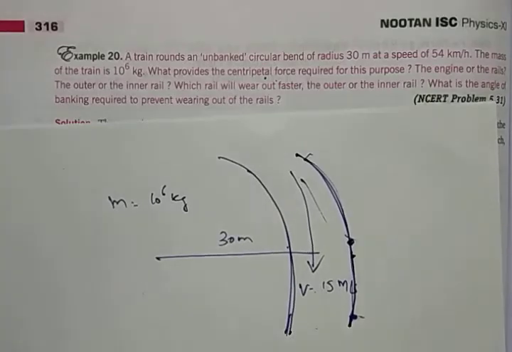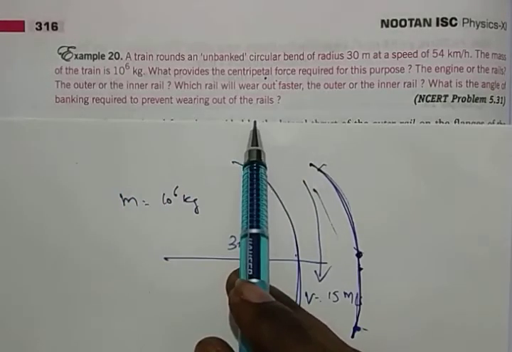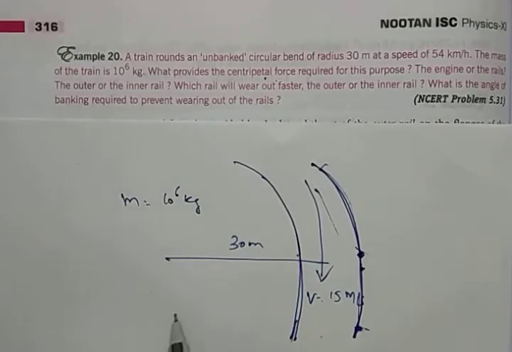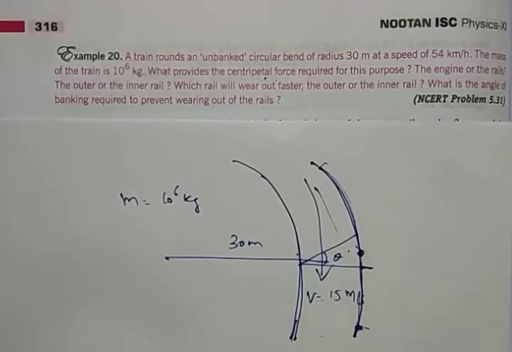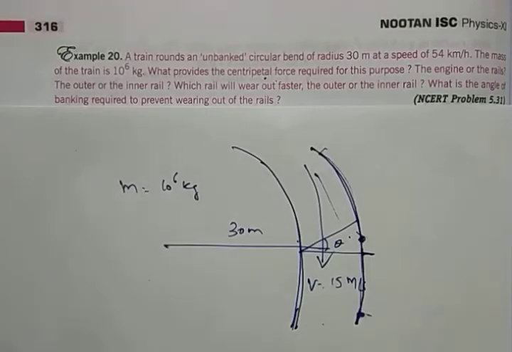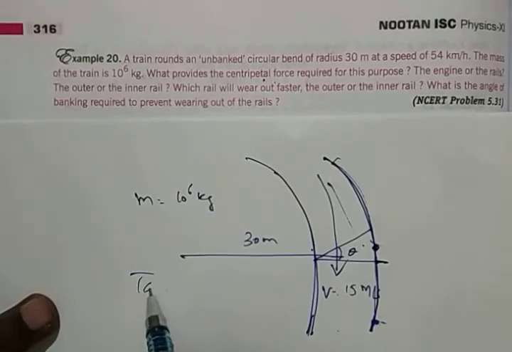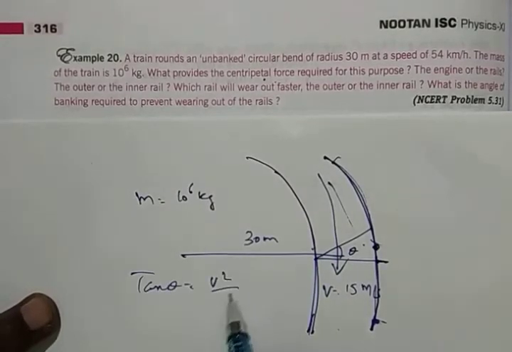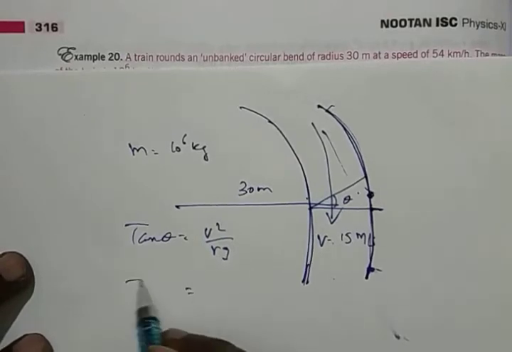And what is the angle of banking? To prevent this, if you want to have banking here, what should be theta? That's what is asked here. Okay, let us do this question now. Already we saw that tan theta is equal to V square upon Rg. That could be the angle of banking. So you put the values here, then you will get tan theta.